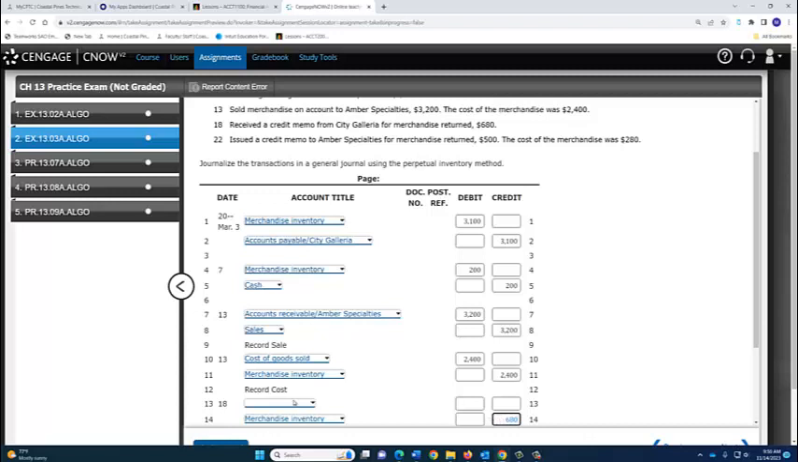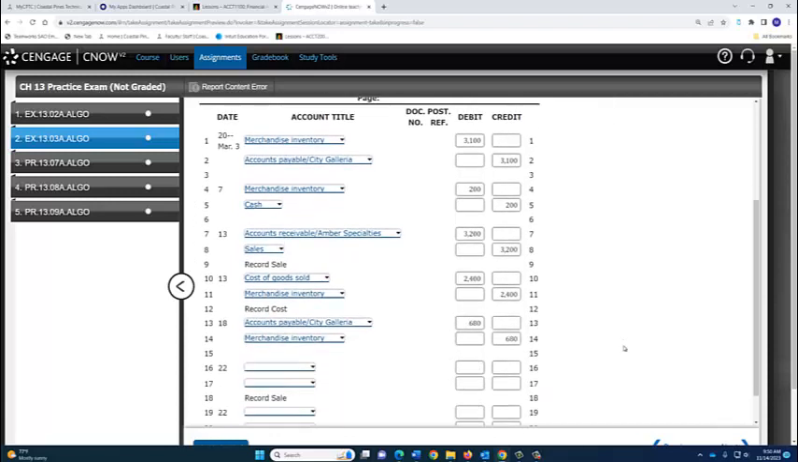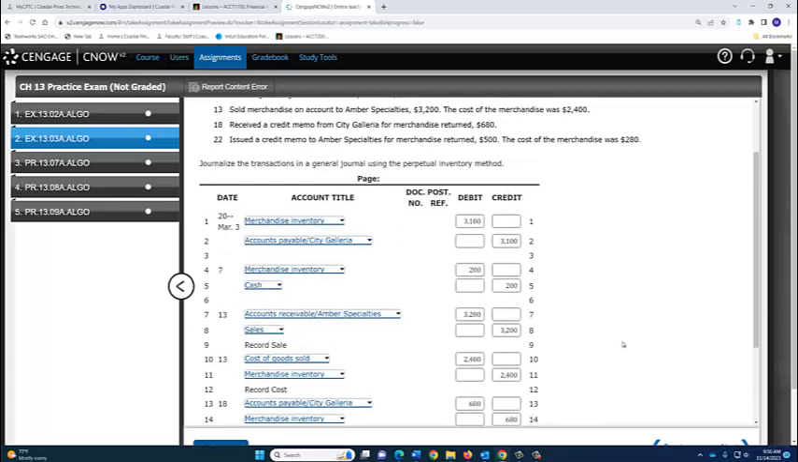And then we're going to debit accounts payable to reduce the amount that we owe to that vendor, because we originally recorded the accounts payable at $3,100, then we returned $680 worth, so we have to reduce our accounts payable. On the 22nd, we issued a credit memo to Amber Specialties for merchandise returned.